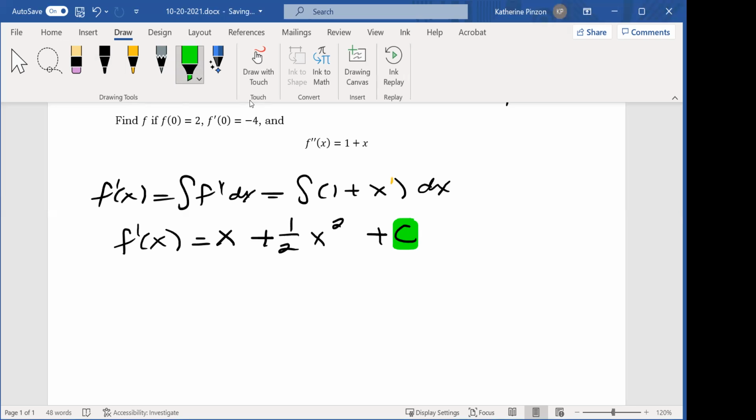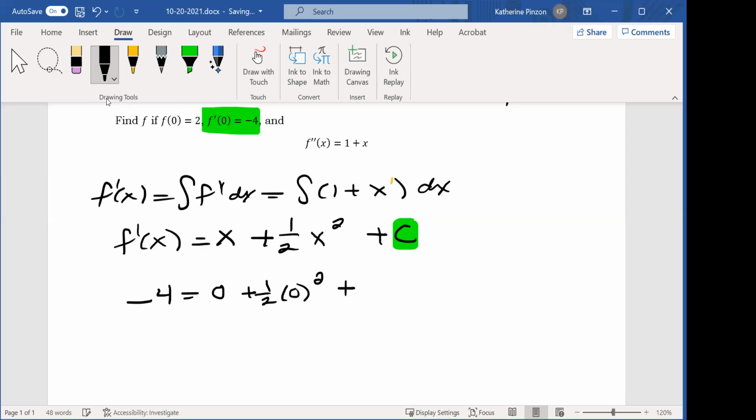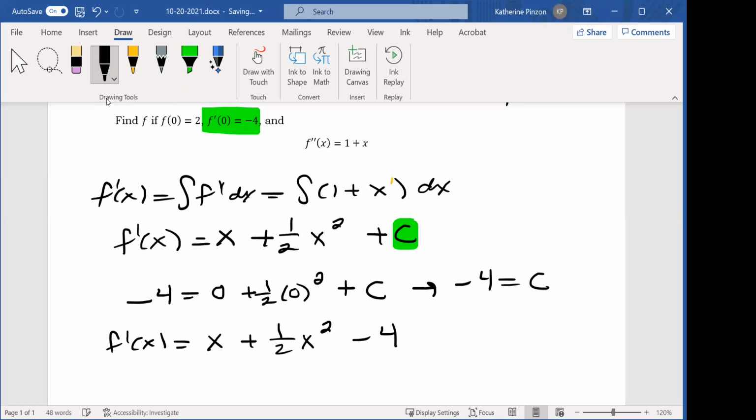Okay, what am I going to use to find out what this c is going to be? Plug in 0 for x. I'm going to use this piece of information because it tells me about the first derivative. It says when I plug 0 into the first derivative, it spits out a -4. So I'm going to plug 0 in for all the x's, and it's going to spit out a -4. -4 is 0 plus 1/2 times 0 squared plus c. Okay, 0 and 0 are 0, so c equals -4. So my first derivative is x plus 1/2 x squared minus 4.